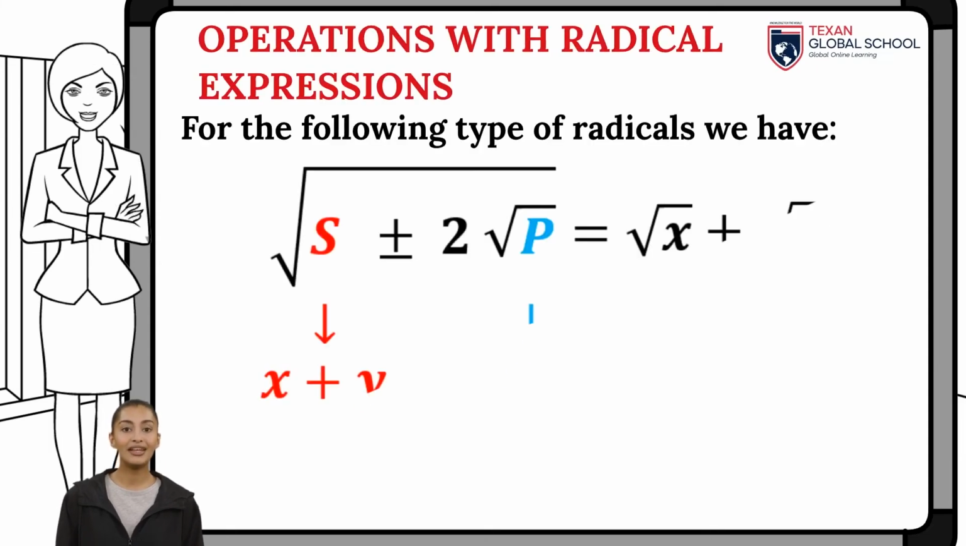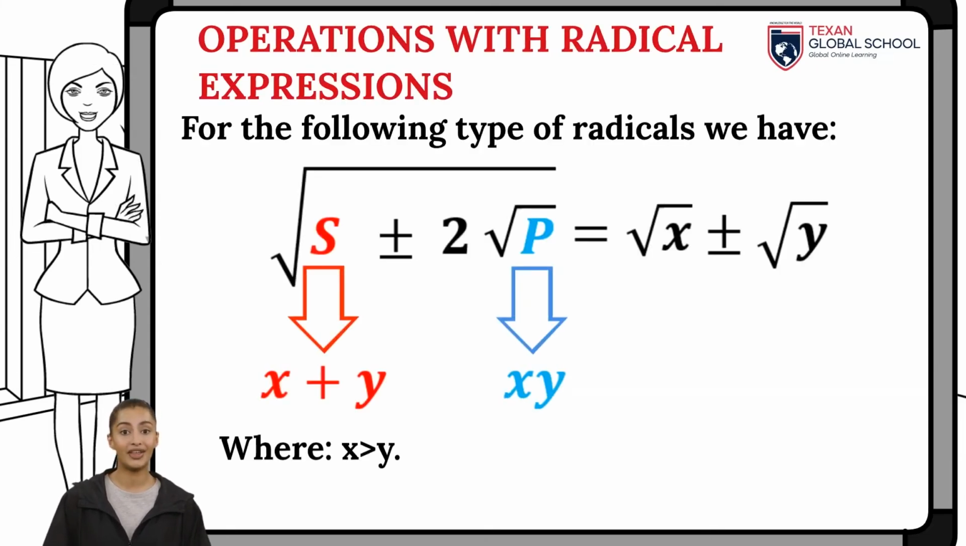Finally, we can have special transformations to simple radicals, as shown on the board. We can see that there must be a relationship between the value of s and the value of p. So, the square root of s plus or minus 2 times the square root of p equals the square root of x plus or minus the square root of y, if and only if s equals x plus y, and p equals x times y.